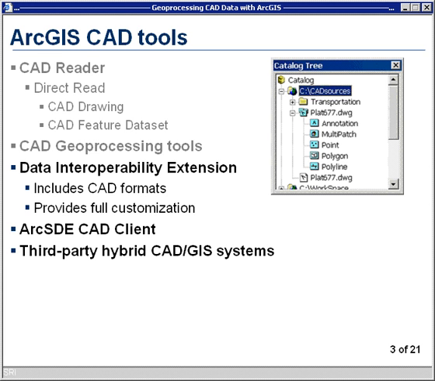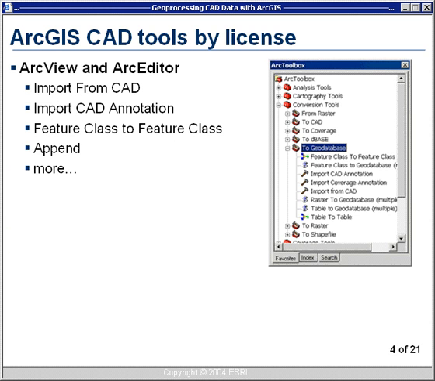The ArcSDE has a CAD client module, which allows you to embed CAD functionalities at the database level. And ESRI business partners and others provide third-party solutions for utility industries and others, which create these third-party hybrid CAD and GIS systems, some of which may embed GIS functionality into existing CAD systems. We won't be discussing these systems, ArcSDE, or the Data Interoperability extension any further in this presentation. This seminar will focus on ArcGIS desktop tools.